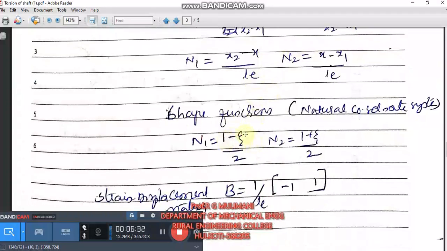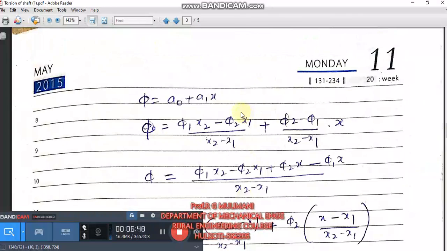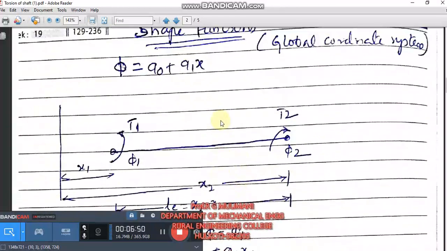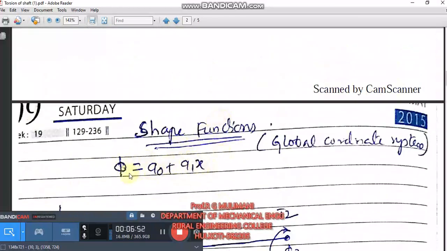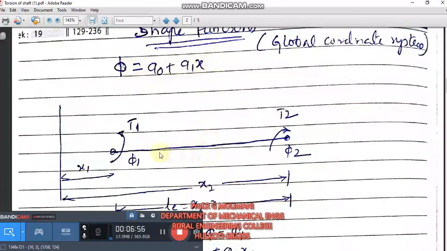We already know how to derive the shape functions for the bar element. The analysis of the bar and shaft is almost the same. Already we have derived the shape functions for the bar element: N1 is equal to 1 minus zeta by 2, N2 is equal to 1 plus zeta by 2. How is it derived? We have taken the same displacement equation, a0 plus a1 zeta. What is the zeta value? Zeta is minus 1 at node 1, zeta is plus 1 at node 2.